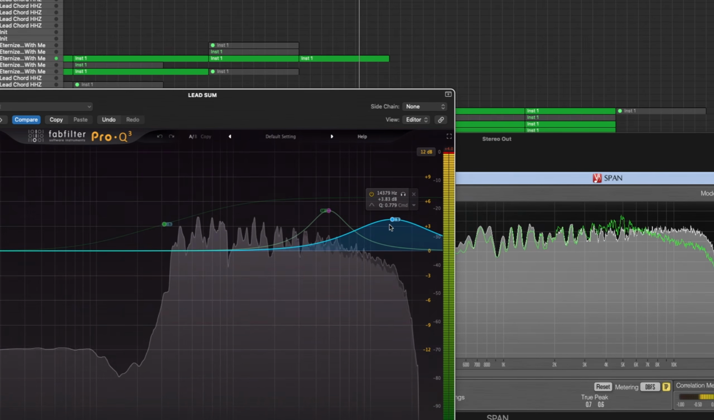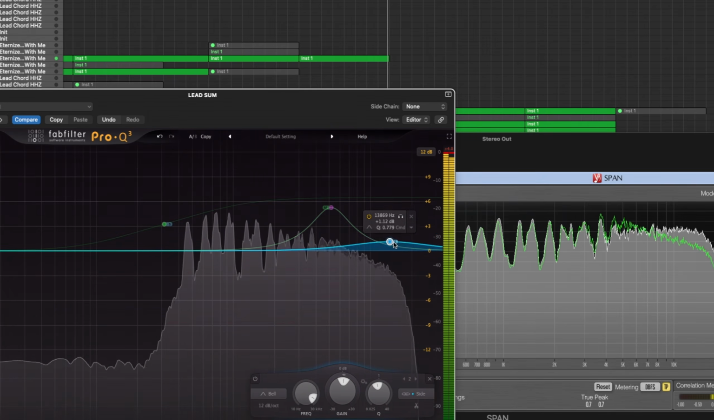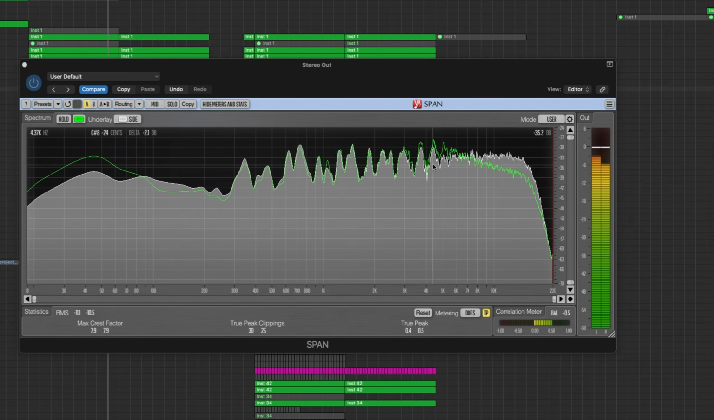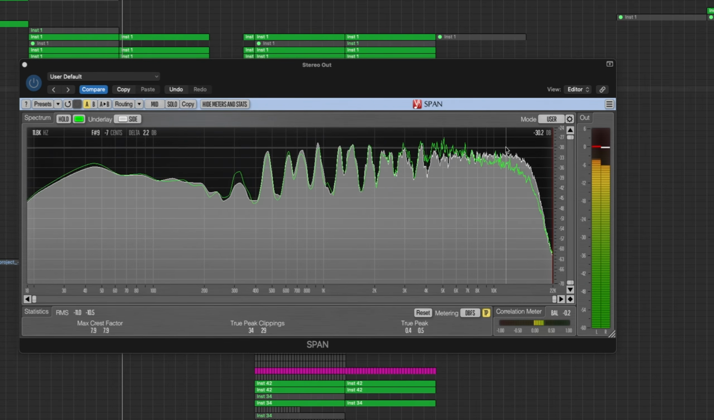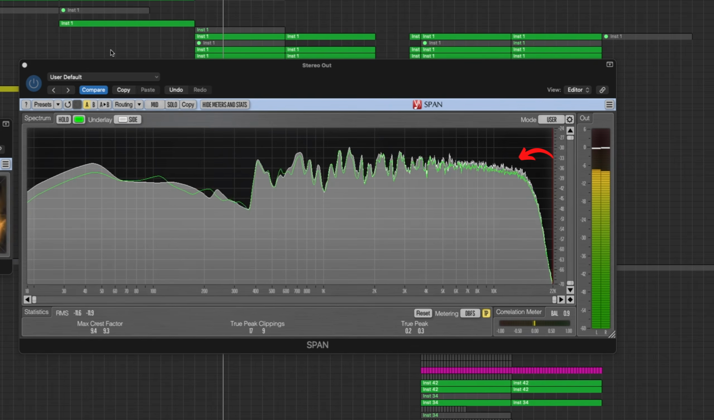So if you find yourself using a mid-side EQ to make the kinds of adjustments that made your lead look like this, let me tell you, it's not the right approach. Once again, there's a target frequency curve and it's not all messy like this. The target frequency curve is smooth across the top and with equal amounts of energy in the mid and side signal.